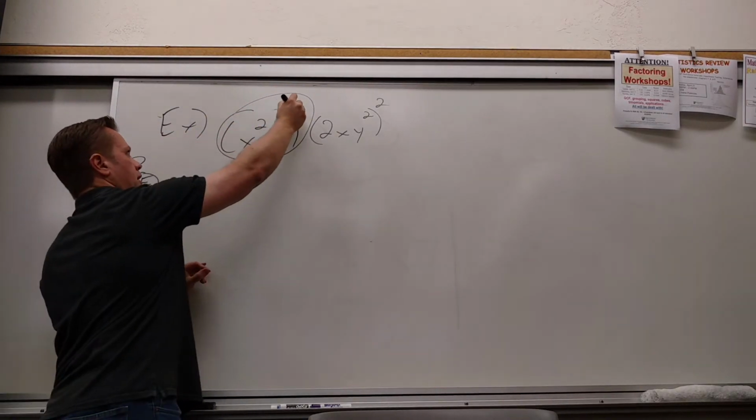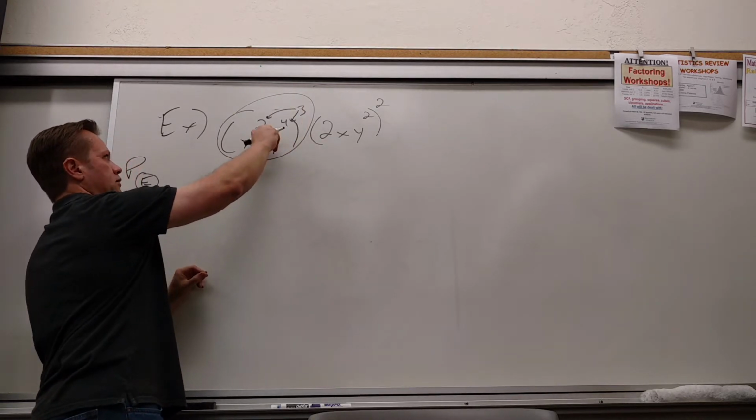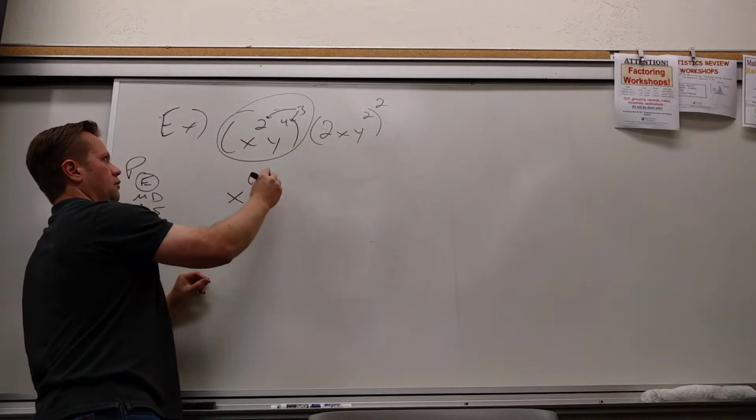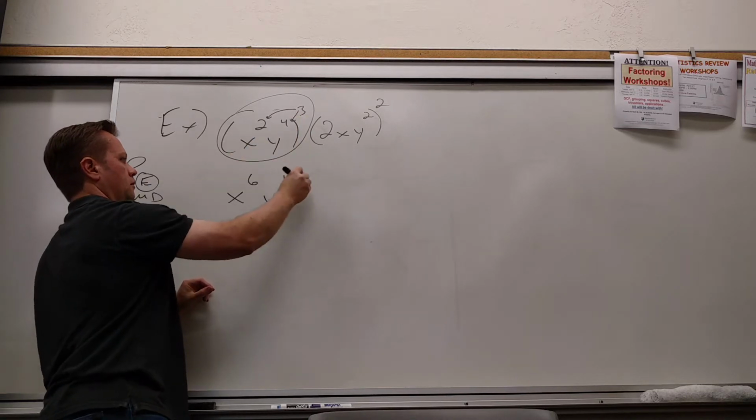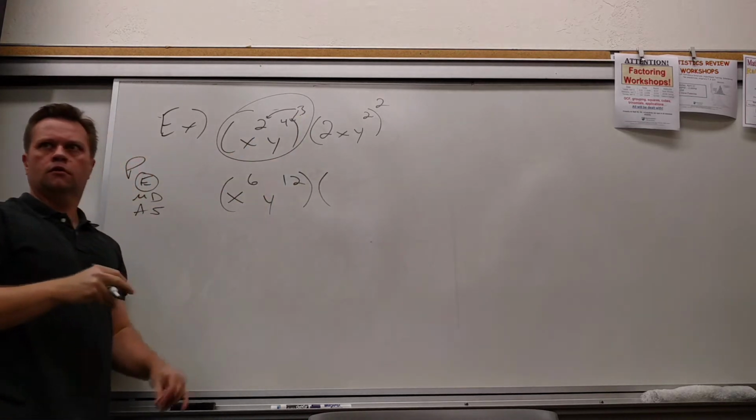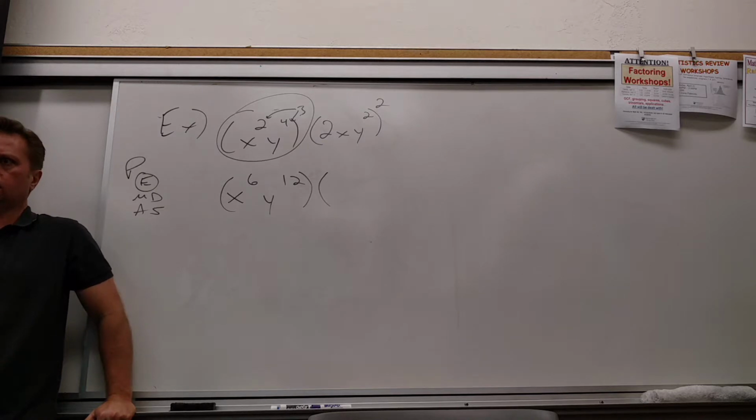x squared, times 3. Yes. x to the 6th. So it'll be x to the 6th, y to the 12th. And 2. We stop there. Everybody with me on that?